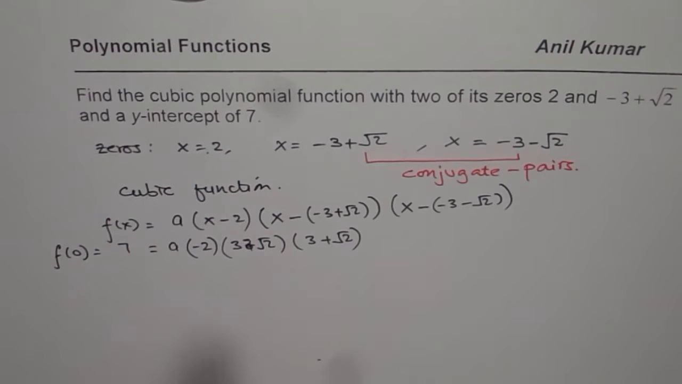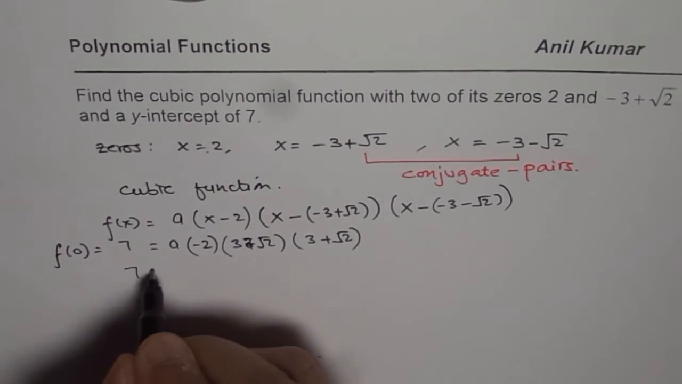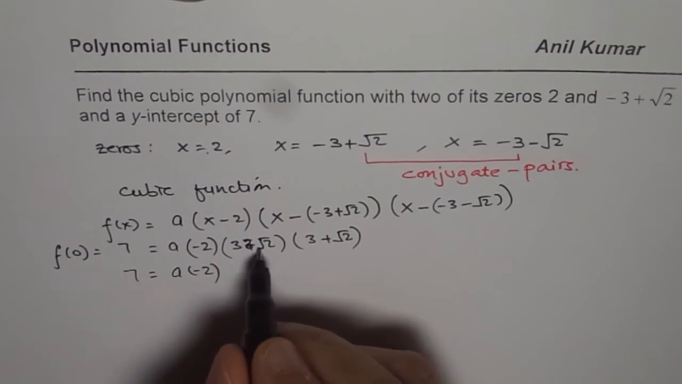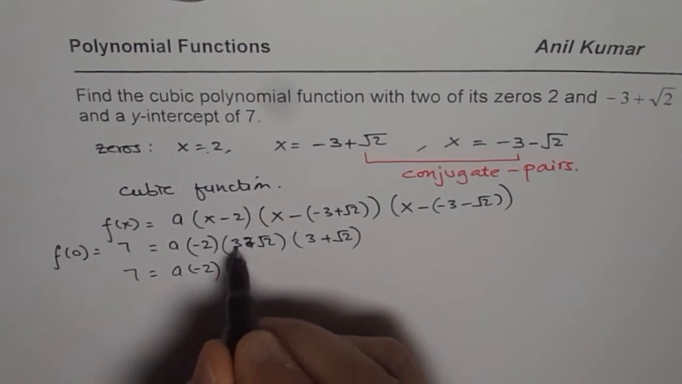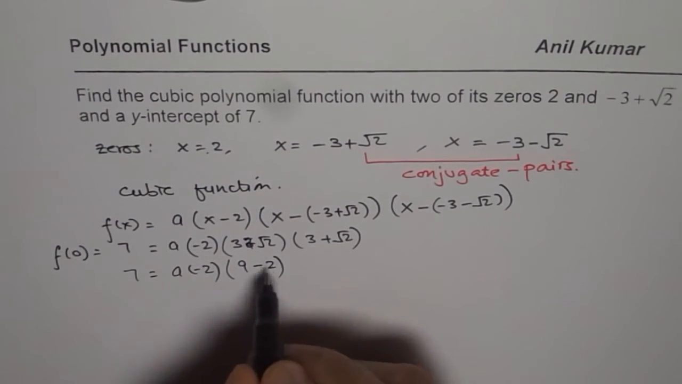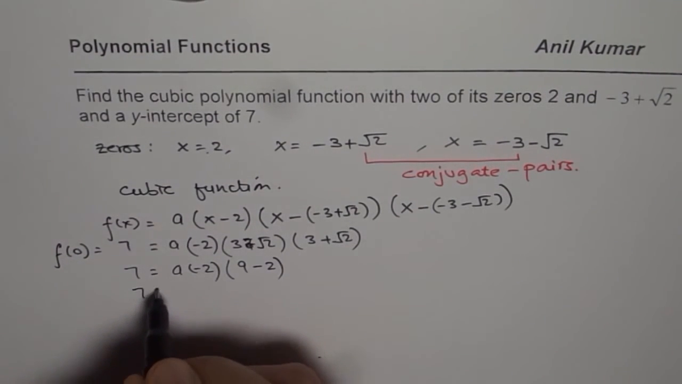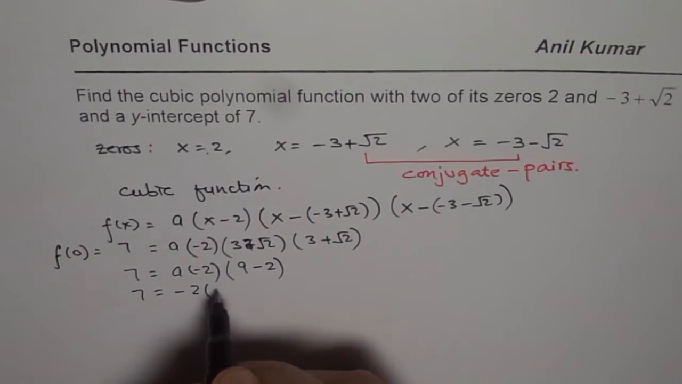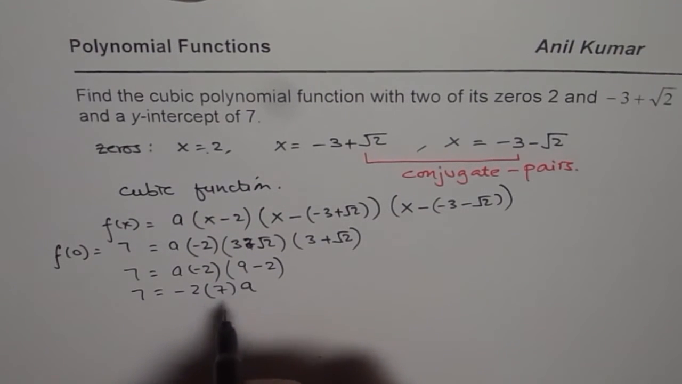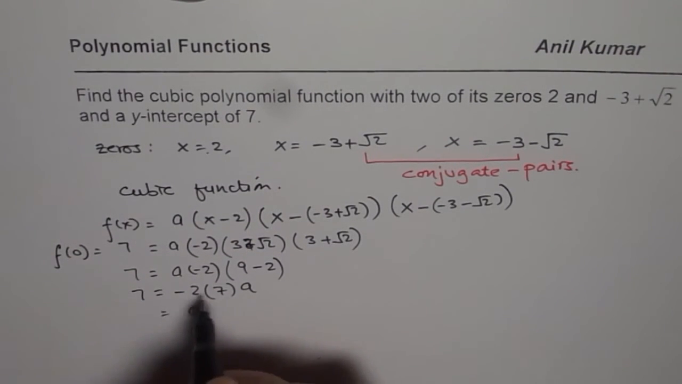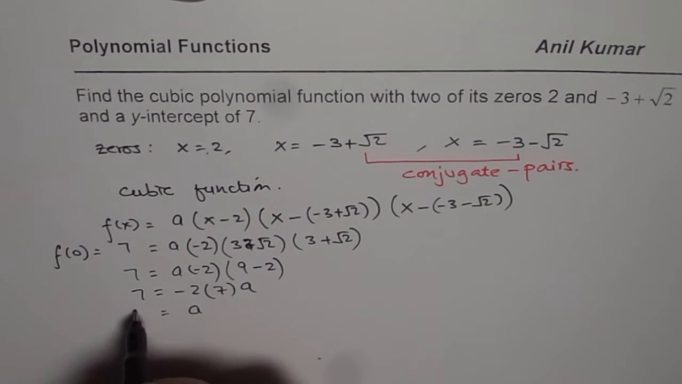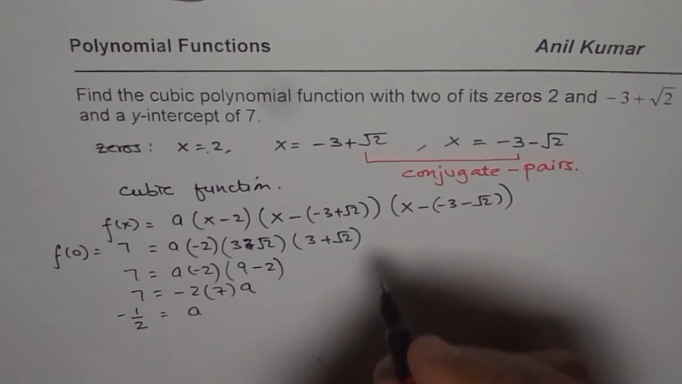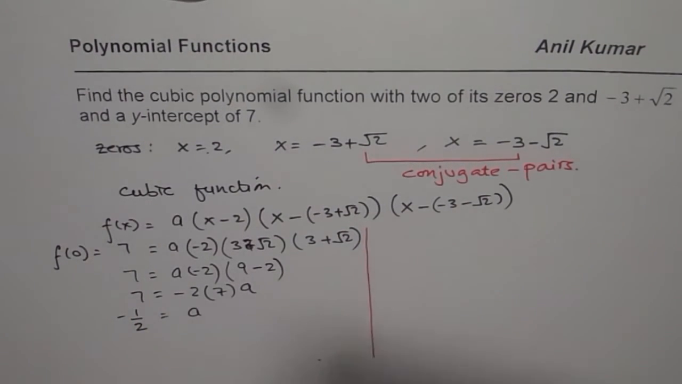Let me write minus here, and then this will be 3 minus, and minus becomes plus square root 2, right? Now we can expand these, so we get 7 equals a times minus 2 times (3 plus square root 2) times (3 minus square root 2). When you multiply, you get a squared minus b squared, which is 9 minus 2. Or we get 7 equals minus 2 times 7 times a. So when you simplify, you get a equals, 7 and 7 cancel, and you get 1 over 2 with a negative sign, right? So that is how you can find the value of a.